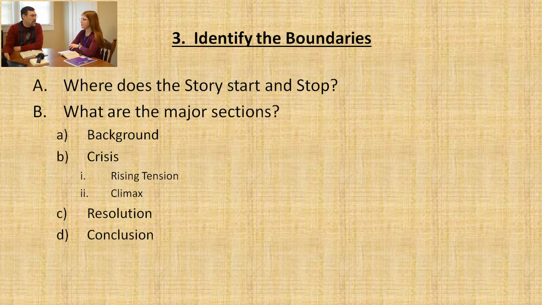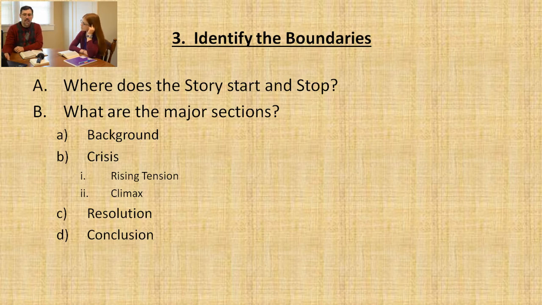And then we also talked about identifying the boundaries. What are some of the things that we look at when identifying the boundaries? It's not just where it starts and stops. That's one of them. What else are we looking for? The rising action, the different stages of what's called the plot of the story. The major sections. So you have background, and then crisis, which is the problem of the story. And then you have the resolution, how that problem gets resolved, and then the conclusion.